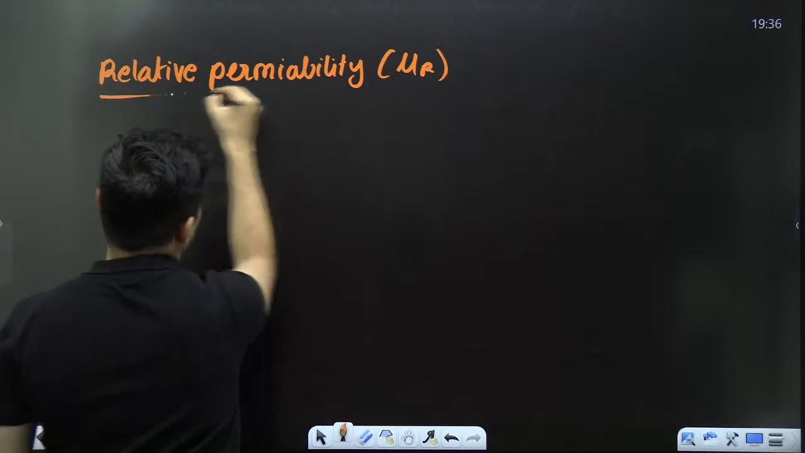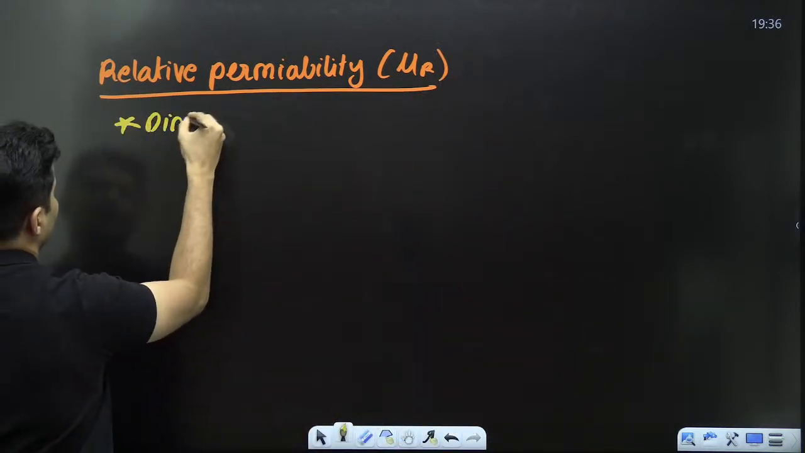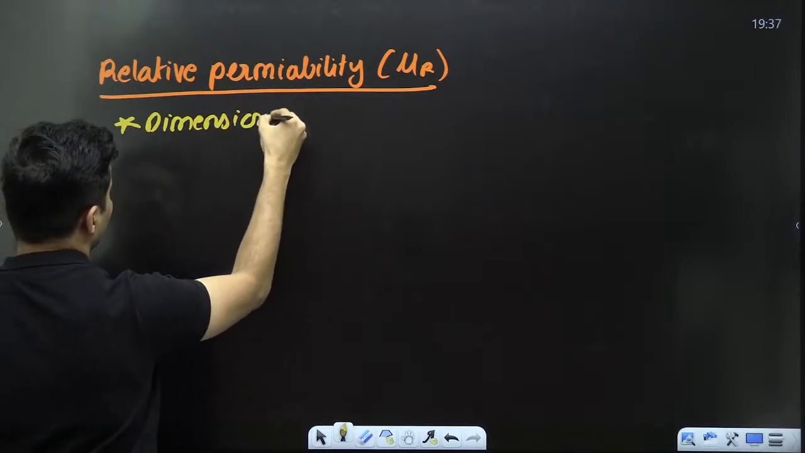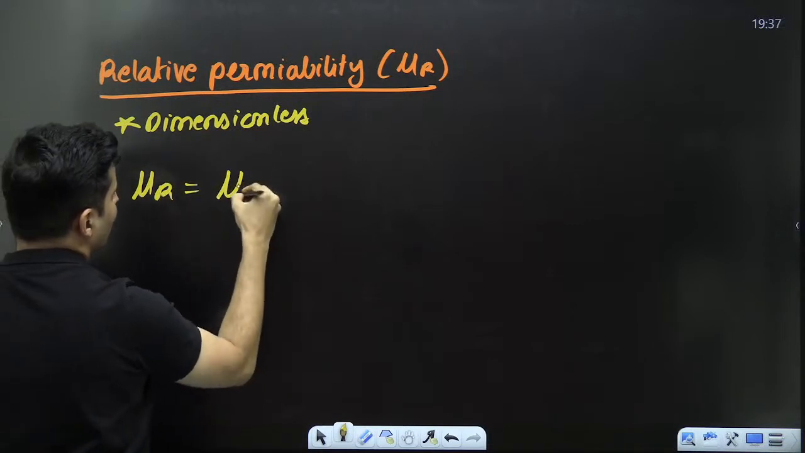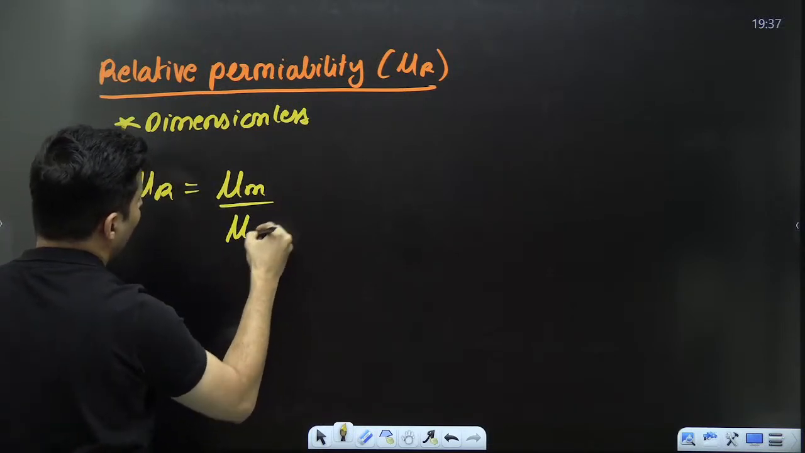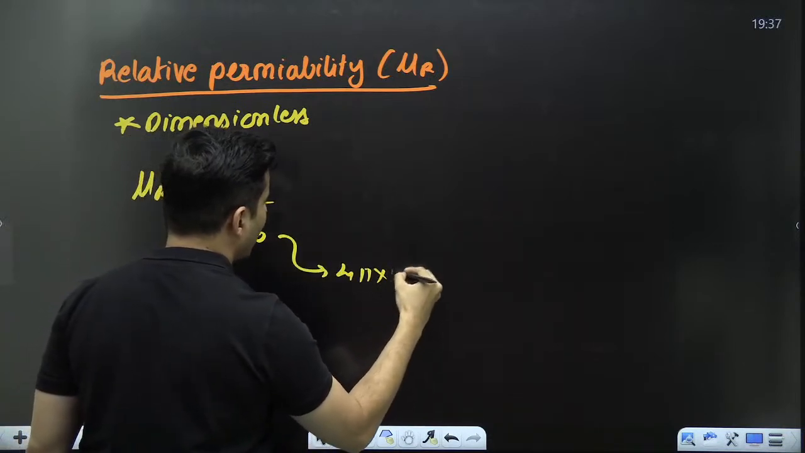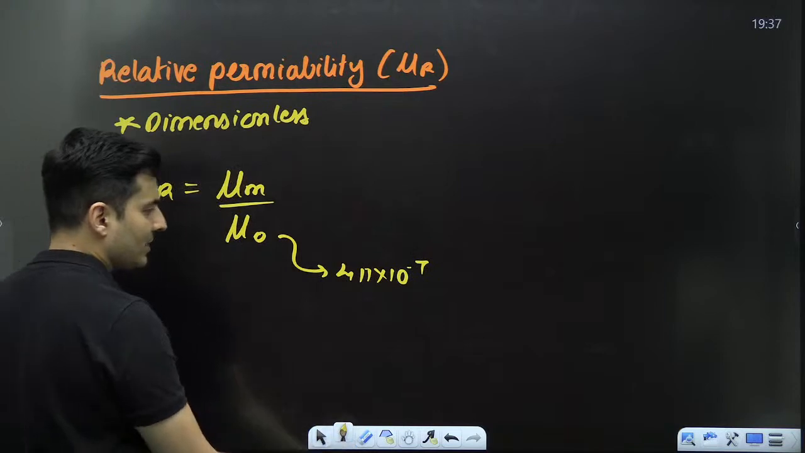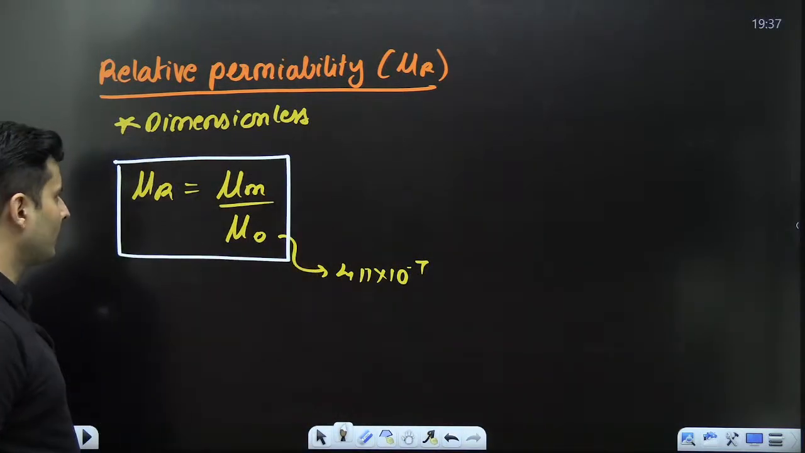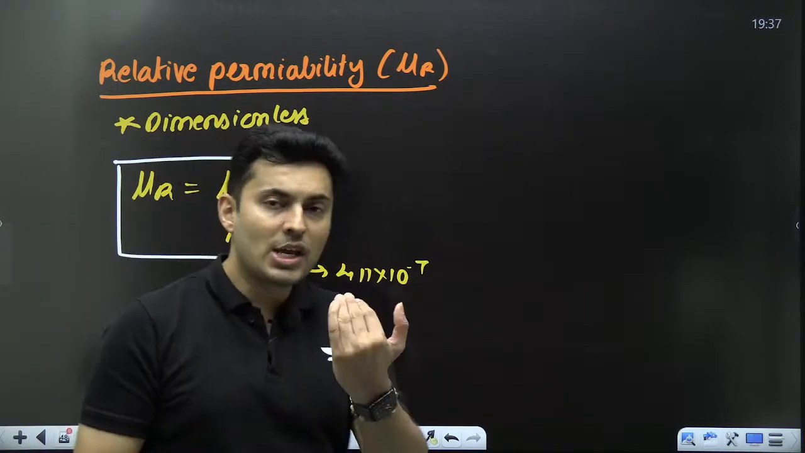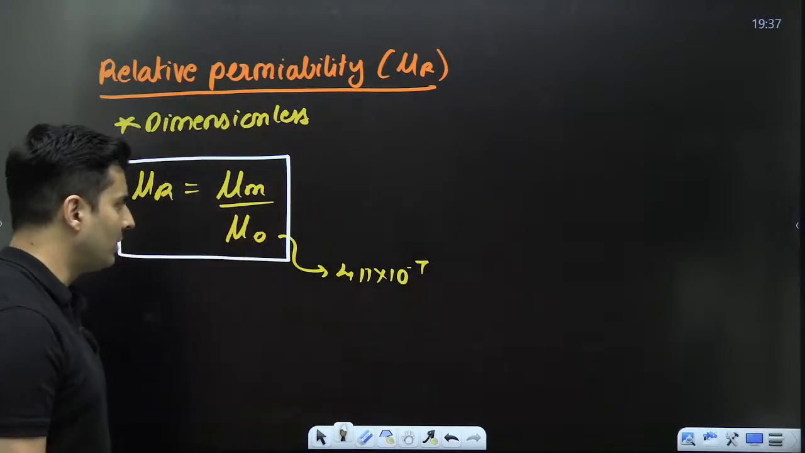It is a dimensionless quantity, obviously. This relative permeability is the permeability of the medium upon the permeability of vacuum. Remember, the value of mu naught happens to be 4 pi into 10 to the power minus 7 in SI units. So that is your relative permeability. Keep this in mind. Relative to vacuum, how permeable you are. That is a relative quantity. That is dimensionless.